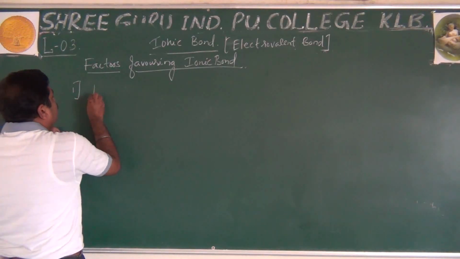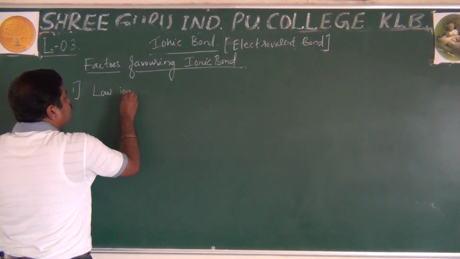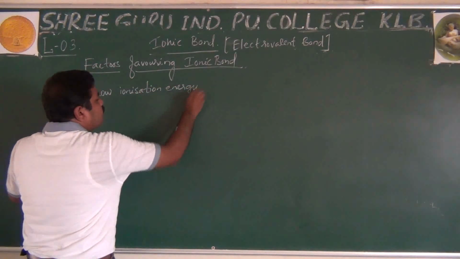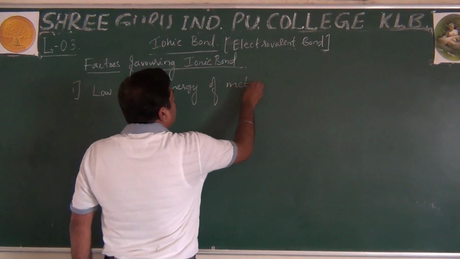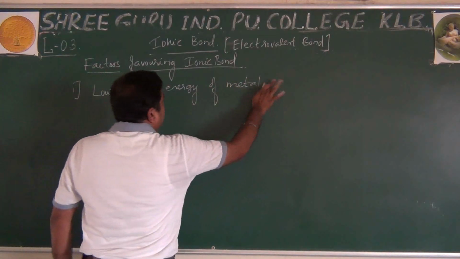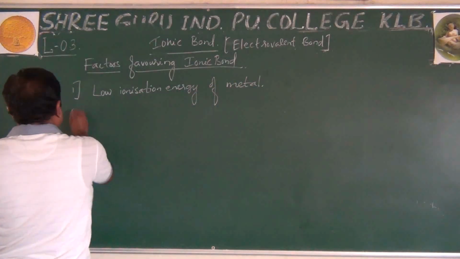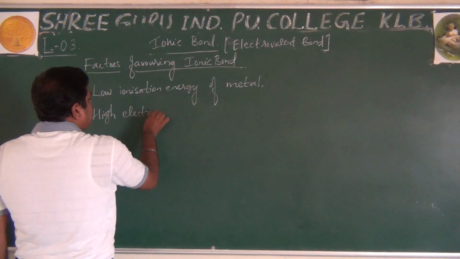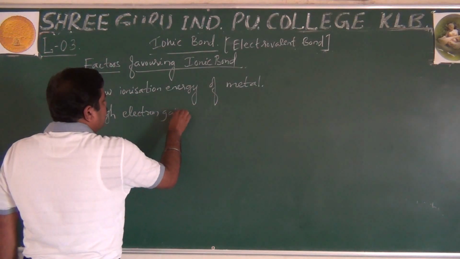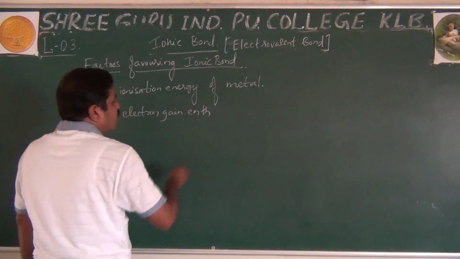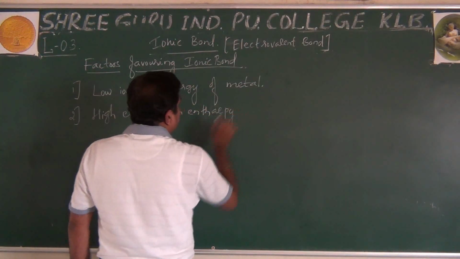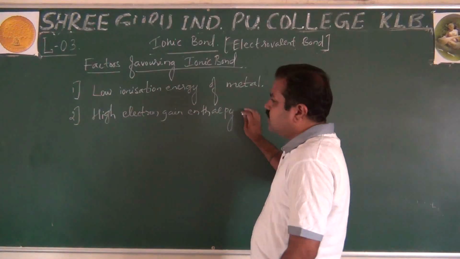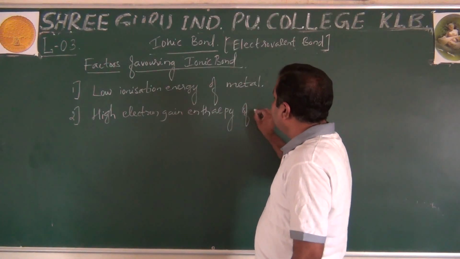First one, low ionization energy of metal. Then second, high electron gain enthalpy, or it's also called electron affinity. Electron gain enthalpy or electron affinity. High electron gain enthalpy of non-metal.